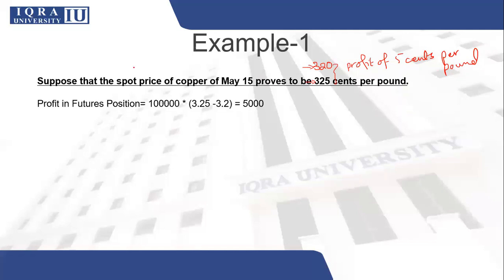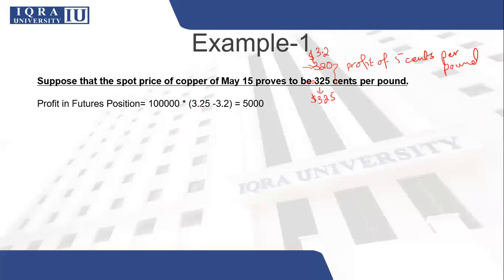So what is the profit in the futures position? 100,000 pounds of copper, and now you can see we have converted into dollars. Okay, so do not get confused. Basically 320 cents means $3.2 and this means $3.25.